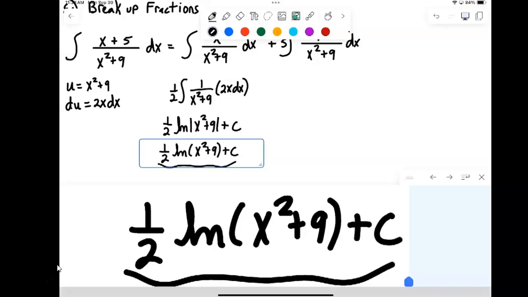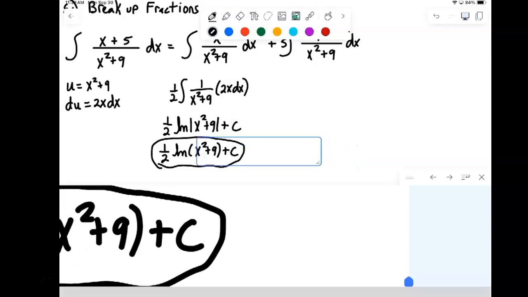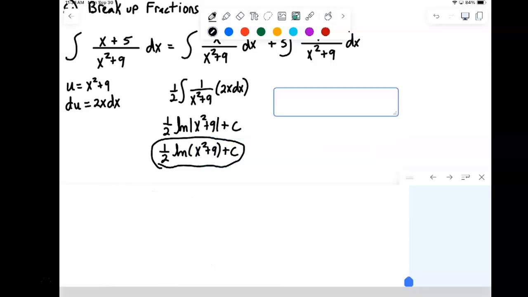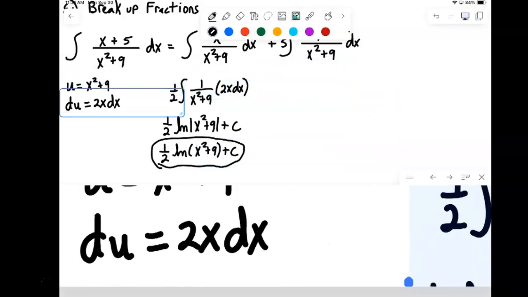And so that's the first half there. Okay, that's the first half. Now, let's turn to the other part of the problem. So again, the way this worked, we'll let u be x squared plus 9, du is 2x.